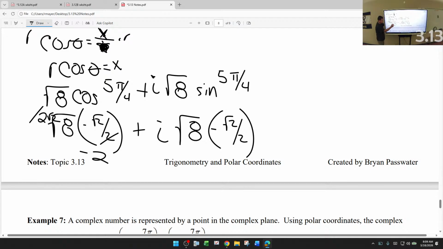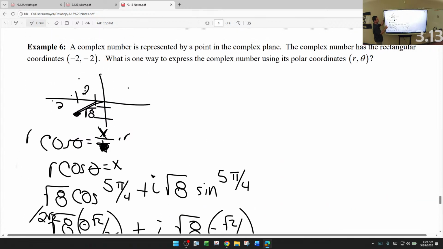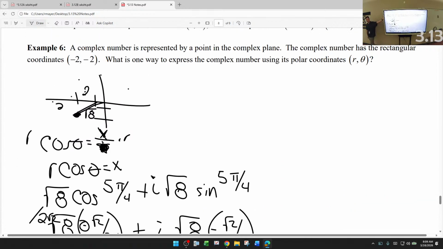Negative. Negative. That's the same thing. That's your answer. That's complex form. I'll go through it again. Okay. Hang with me.